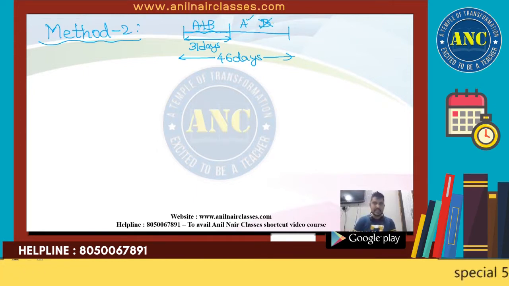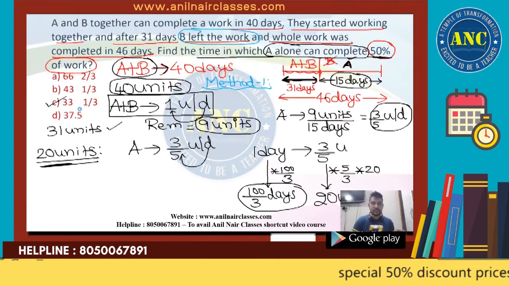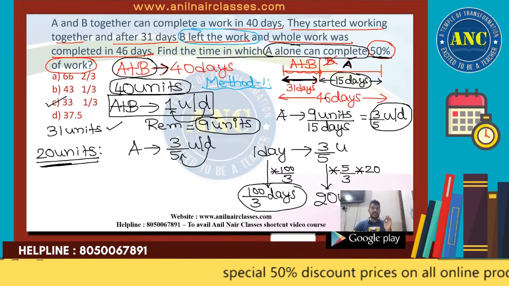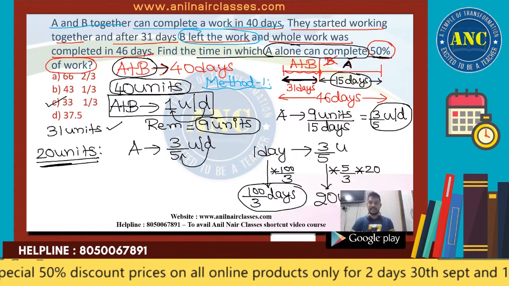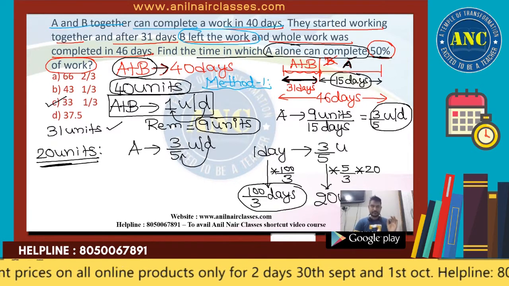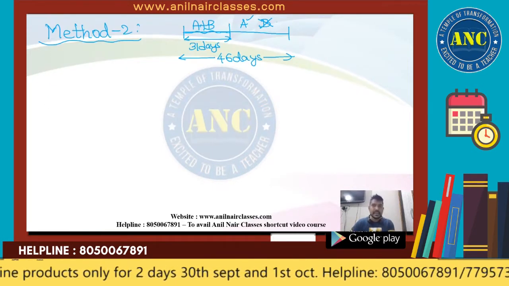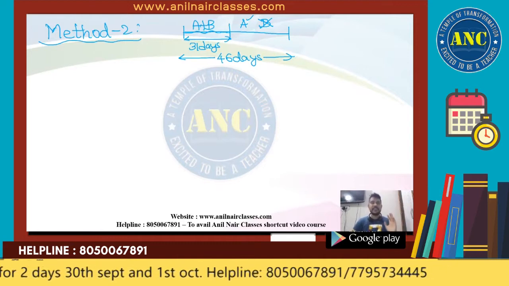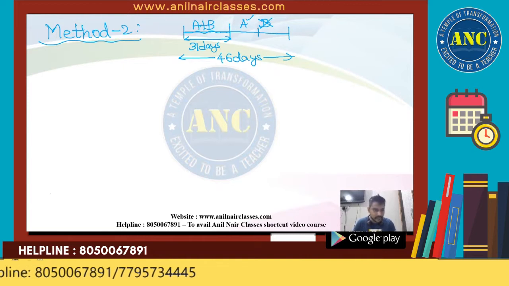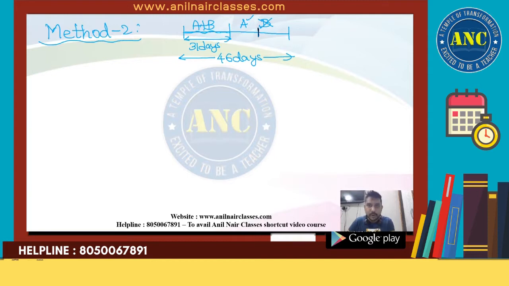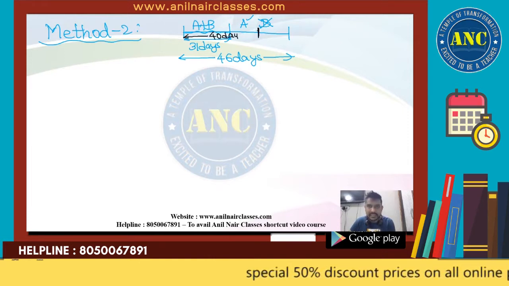Now see here, please understand the question carefully. A and B together can complete a work in 40 days. That means actually, truly speaking, if both A and B had continued working, they would have completed the work in 40 days itself. So let me use a different color so that it will be easier for me to explain. That means if both A and B are working for the whole work to be completed, they would have actually completed the work in 40 days itself.